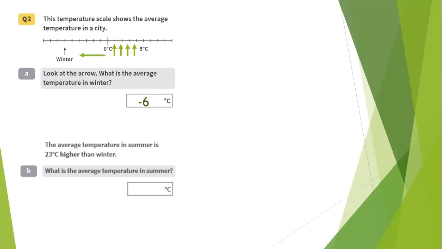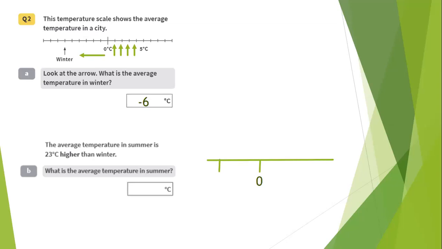The average temperature in summer is 23 degrees higher than winter. What is the average temperature in summer? So I'm going to use an empty number line for this. I love an empty number line. Lots of people know that. And I'm going to mark on my number line 0.